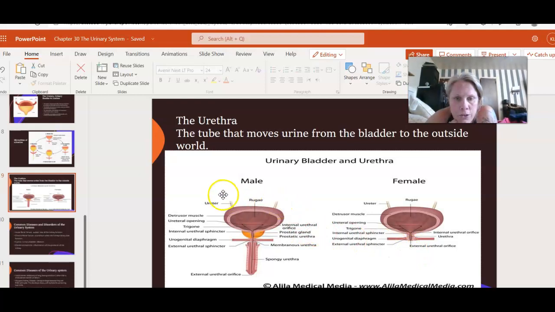And then on the males, your ureters are here. You still have the trigone. The only thing that's a little bit different is they have a prostate. Your external urethral sphincter is in here. Obviously, for the guys, the urethra is on the outside of their body, so it has to come down this little tube here and then eventually go through the external urethral orifice.